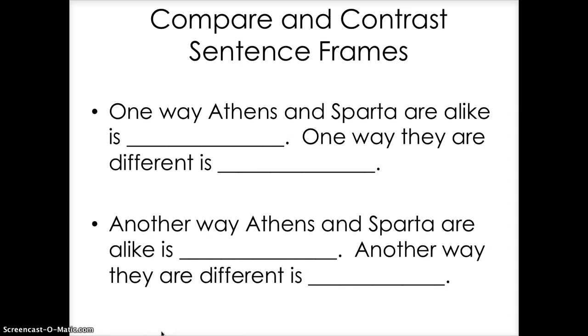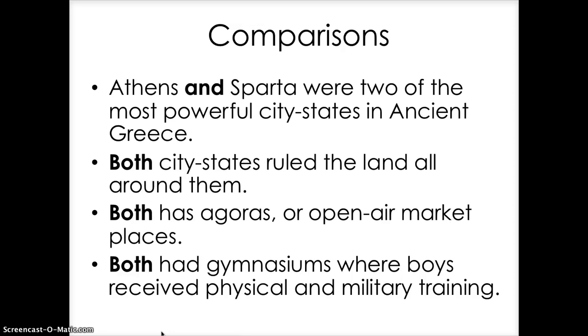All right, fifth graders, hopefully you did your job and found two similarities and two differences. Now, as we look at the next page, here are some of the comparisons. Athens and Sparta were two of the most powerful city-states in ancient Greece. That's one. Both city-states ruled the land all around them. Both had agoras or open air marketplaces. And finally, the last similarity you could have listed is both had gymnasiums where boys received physical and military training.